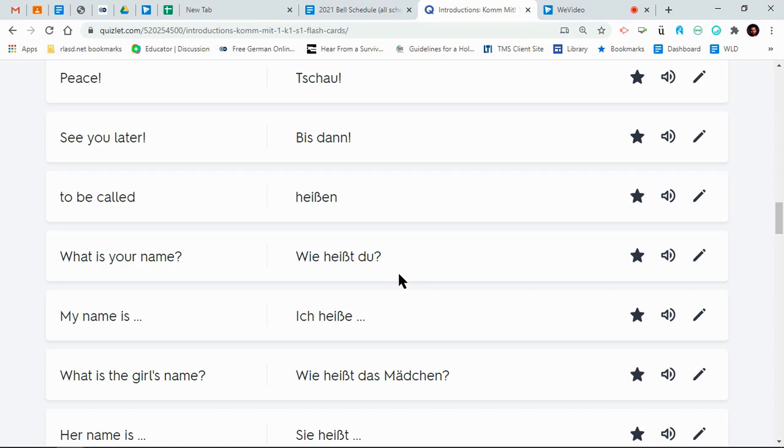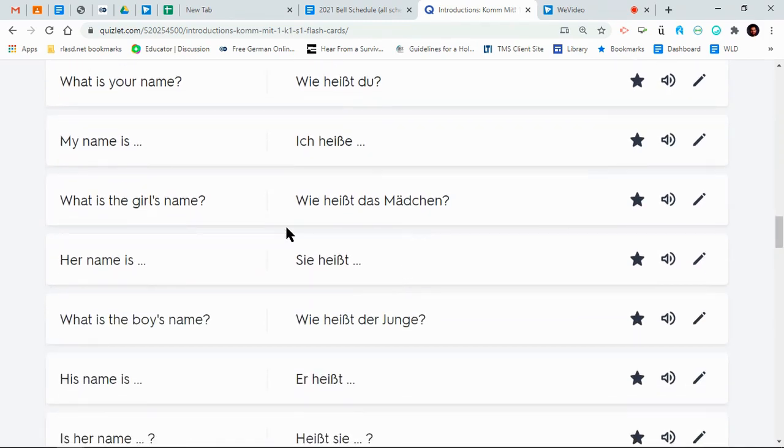All right, moving on down here, we have what is the girl's name? So this time a question with a specific person that we're asking about. Wie heißt das Mädchen? So if you think of above when we said, what is your name? We can now change that to what is the girl's name by just changing instead of you, the girl. Wie heißt das Mädchen? Our response could be, her name is, sie heißt.